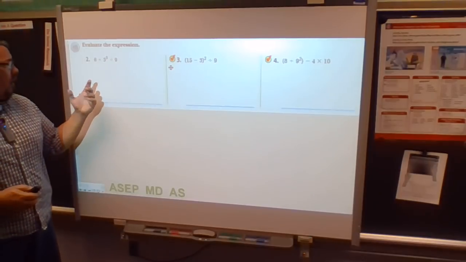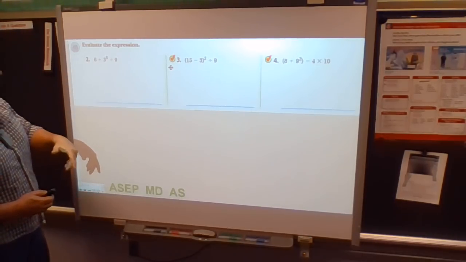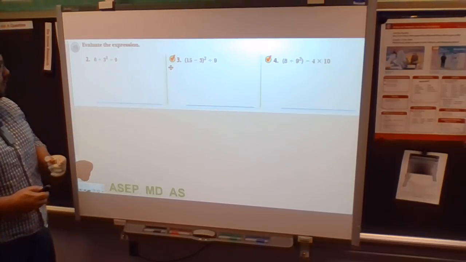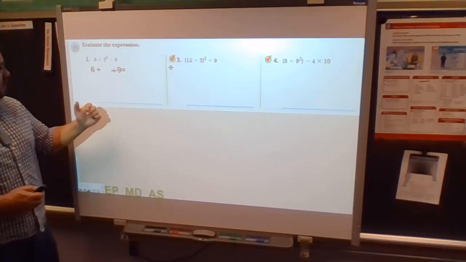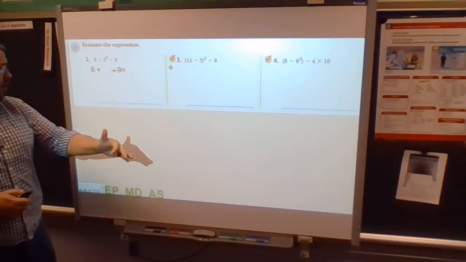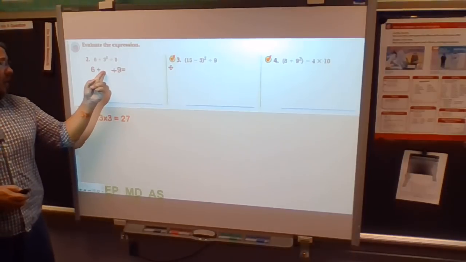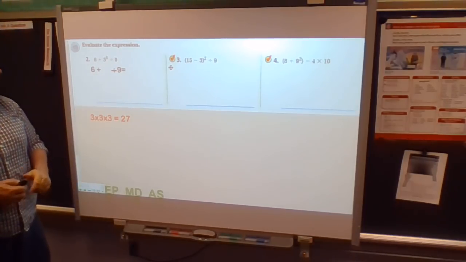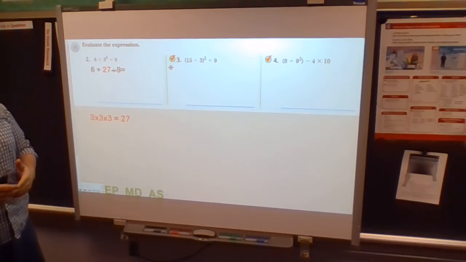All right, so I know I don't have square roots, I don't have parentheses, I don't have absolute values, but I do have an exponent. So I have to start with my exponent of 3 times 3 times 3. 3 times 3 times 3 is 27. So I'm going to plug that in where the other things were brought down. So 6 plus 27 divided by 9.